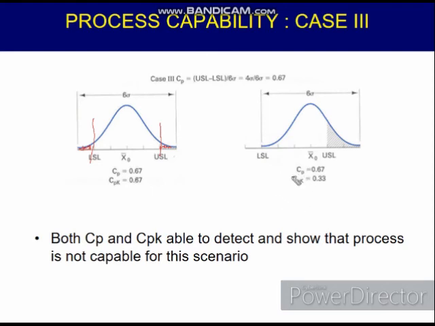And if the process is off center, again the CP value will not change, but the CPK value will get worse. So here, I'm just going to draw a line. This is the lower spec limit, and this is the upper spec limit. Whatever is produced in this particular area is a reject unit. So in case 3, where the upper spec limit minus lower spec limit is less than 6 sigma, both CP and CPK are able to detect and show that the process is not capable for this particular scenario.